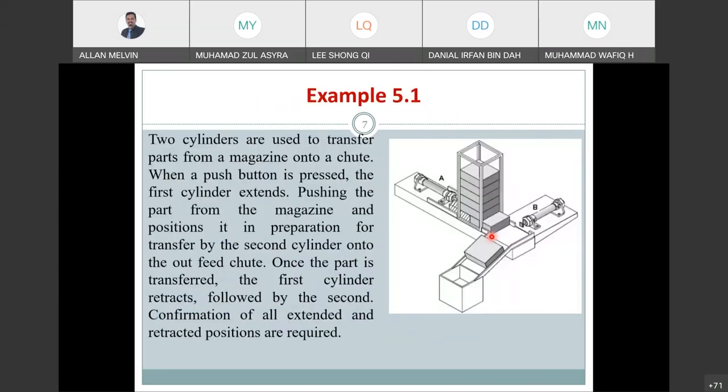Okay, we will see one example. Normally in the exam, we will give something like this. Two cylinders are used to transfer parts from a magazine into a tube. When a push button is pressed, the first cylinder extends. The first cylinder means we give names, and usually they follow alphabetical order, so we start with A, then B. It pushes the part from the magazine and positions it in preparation for transfer by the second cylinder to the output tube. Once the part is transferred, the first cylinder retracts, followed by the second. Confirmation of all extended and retracted positions is required. This is because you need confirmation.